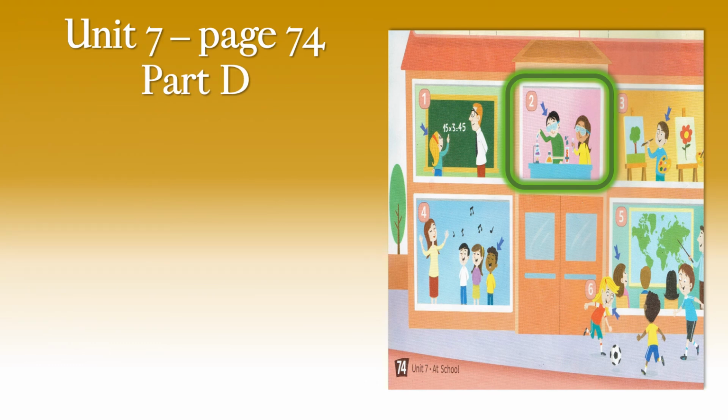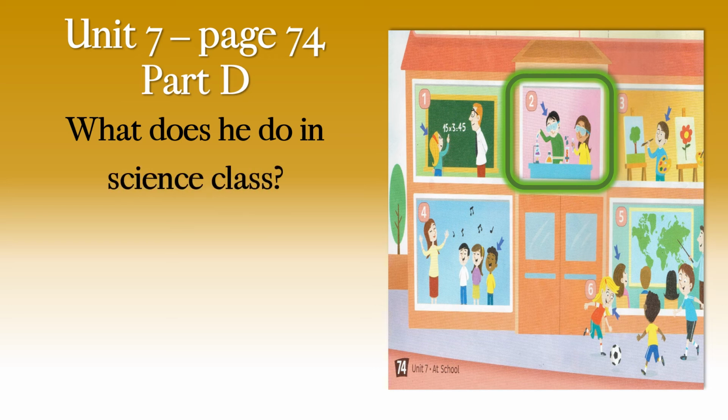Okay, number two. See number two in the green box. So our question is, what does he do in? Now it's a boy, so we say he. What subject is this? What subject? Science class, that's right. Okay, and our answer, you know the first word, it's a boy. He.